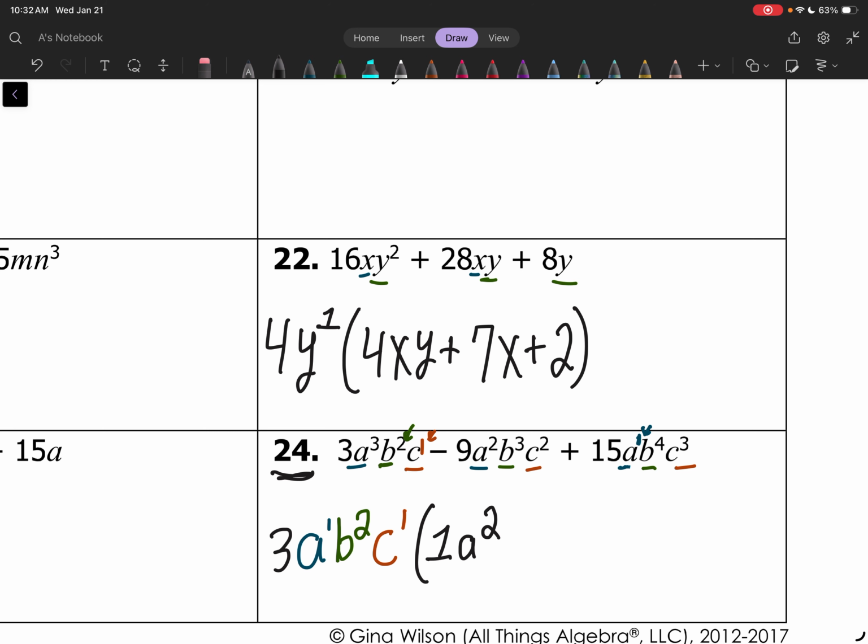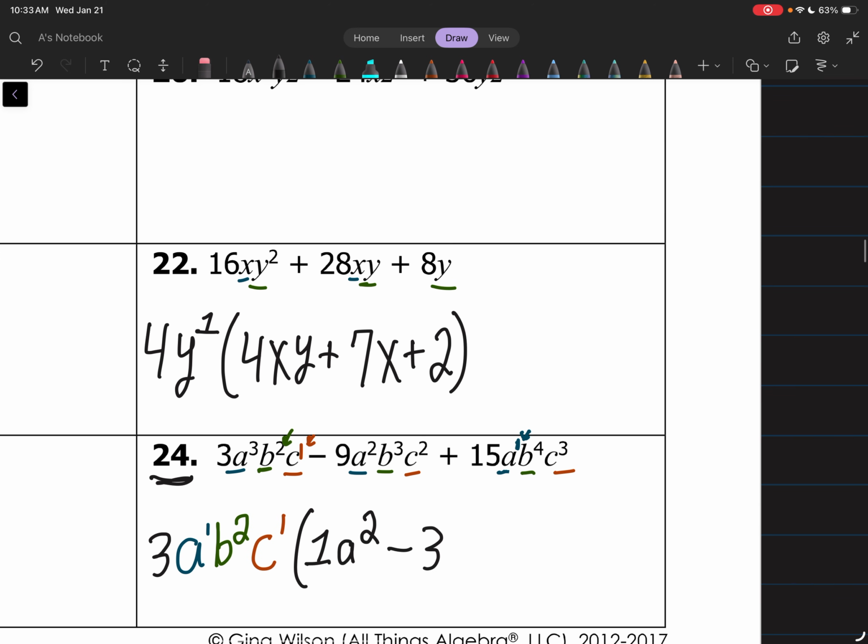All right, negative 9 divided by 3 is negative 3. I had 2 A's, I pulled out 1 of them, so I still have 1 left. I had 3 B's, I pulled out 2, I have 1 left. I had 2 C's, I pulled 1 out, I have 1 left.